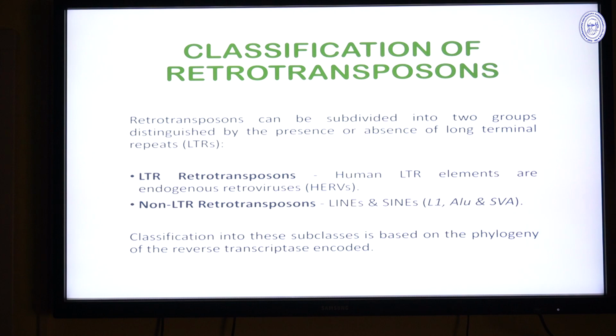There are very good examples of these retrotransposons that you will be dealing with very soon in the other part of my delivery of the lecture. The human LTR elements are the endogenous retrovirus-like ones, that is the HERVs, and most of the non-LTR retrotransposons are, as we all know, the LINE, SINE and Alu sequences that we deal with a lot.